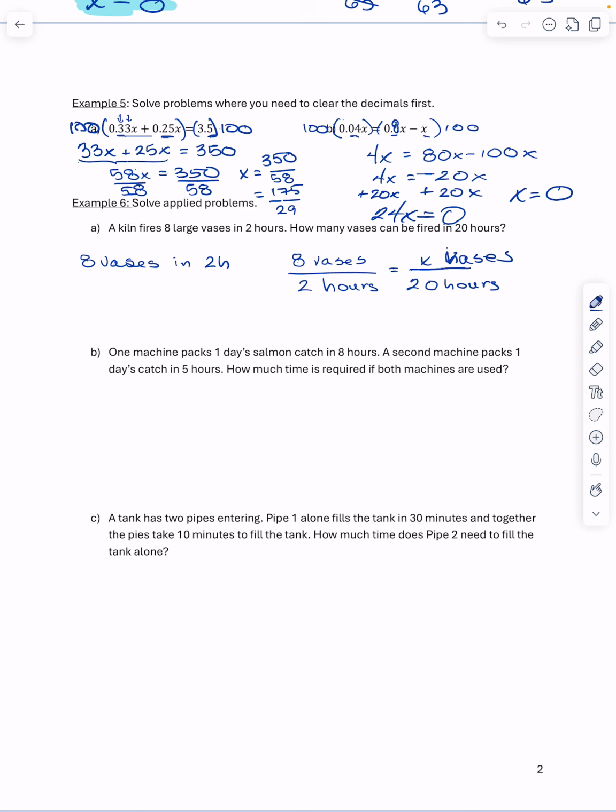Since we are solving equations, I want to get the x by itself. I'm multiplying both sides by 20 hours. And I am including the labels here just to make sure we're okay with the fact that hours is canceling on both sides. I have 20 over 2. I can reduce that to 10. 10 times 8 is 80 vases, which makes sense. 80 vases in 20 hours.